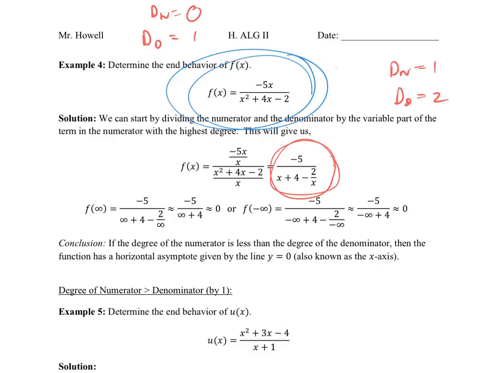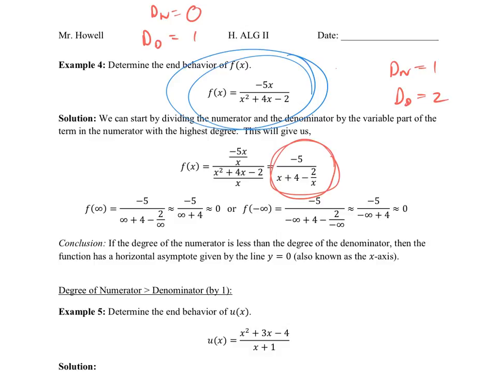Automatic. So I'm showing you guys the derivation and the reason for these answers, but you don't have to do this every time. It's simply memorization. If the numerator is higher, no horizontal asymptote. If the numerator and denominator degrees are equal, the ratio of leading coefficients. If the numerator is lower, y equals 0.